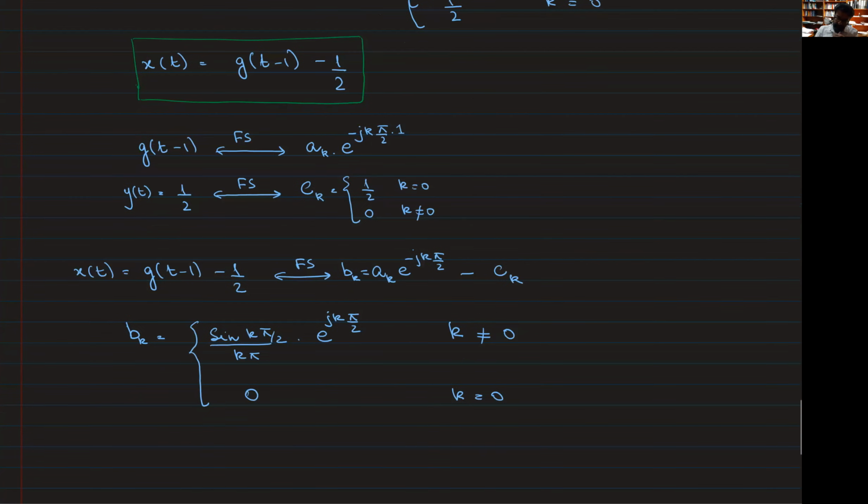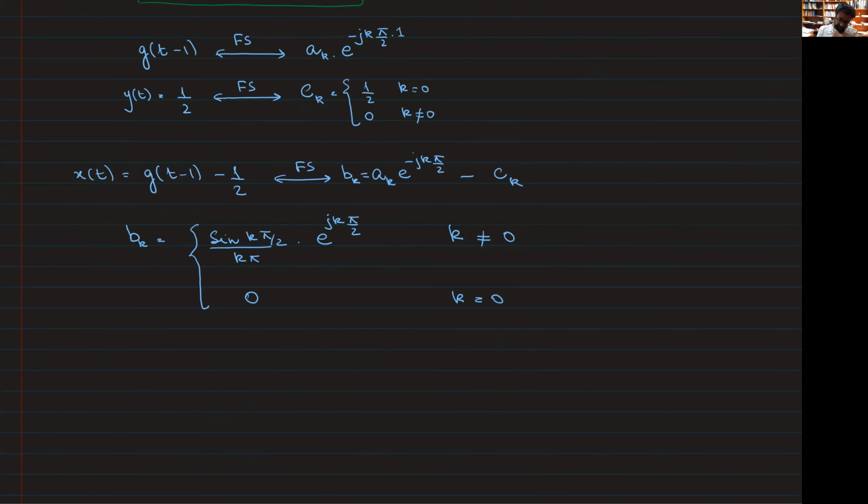Or I can slightly simplify. What is e raised to power j k pi by 2, by the way? What is e raised to power j pi by 2? E raised to power j pi by 2 is actually j. Excellent, Daniel. So this is j raised to power k times sine k pi by 2 divided by k pi, for k not equal to 0, and is 0 when k equals 0.